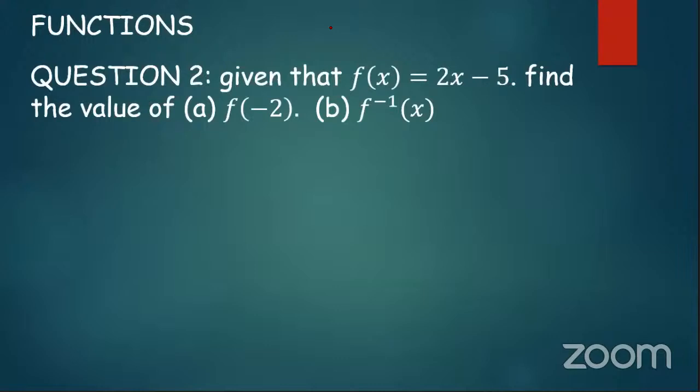So in example 2, we are saying given that f of x is 2x minus 5, find the value of part A, f of negative 2, and part B, the f inverse, the inverse function of x. So solution, we begin with f of x is equal to 2x minus 5. So how are we going to get f of negative 2?